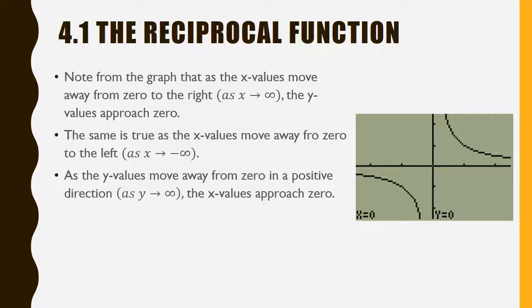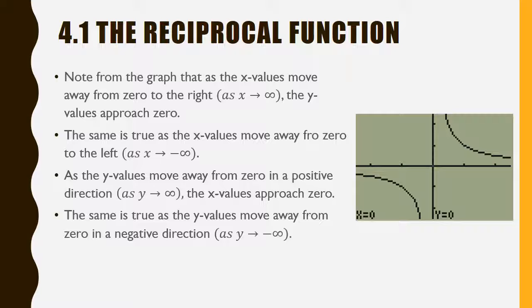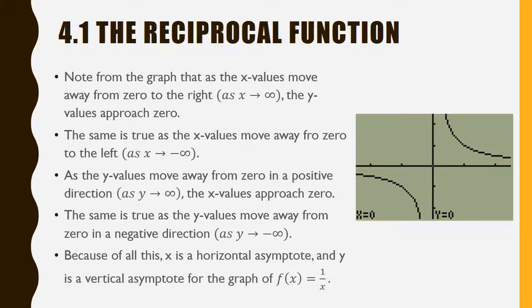As the y values move away from 0 in the positive direction, in other words, as you look upward on the graph, you see that the x values approach 0. And as the y values move away from 0 in the negative direction, you see that the x values approach 0 there as well. Because of this, x is considered a horizontal asymptote, and y is a vertical asymptote of the function 1 over x. What this means is that these are lines that the graphs will not cross. Now we're going to alter that definition just a little bit as we go on, but for now think of them as lines that the graphs will approach but not cross.